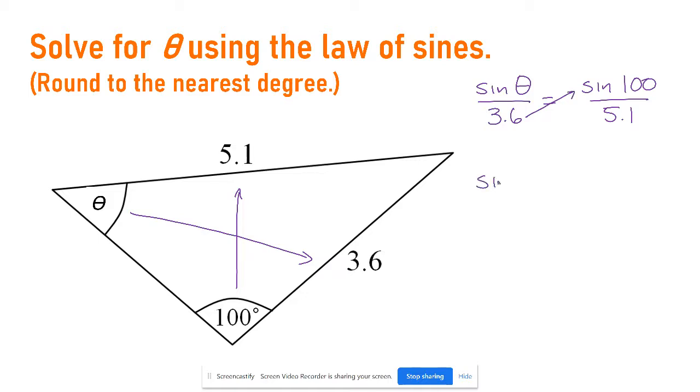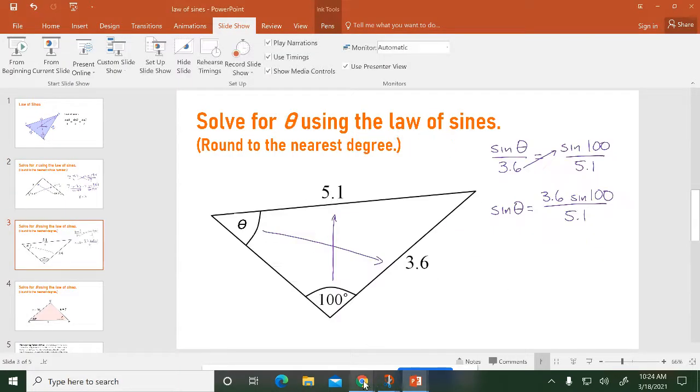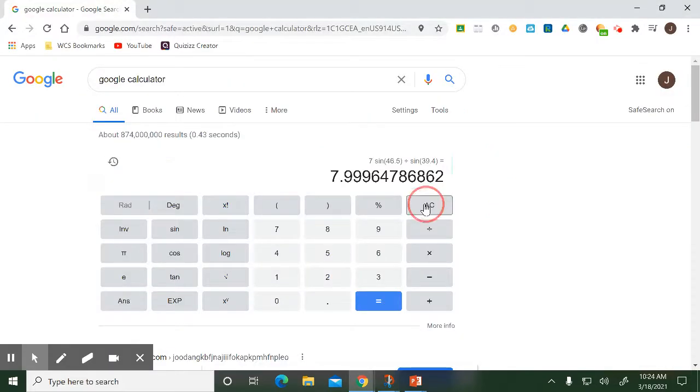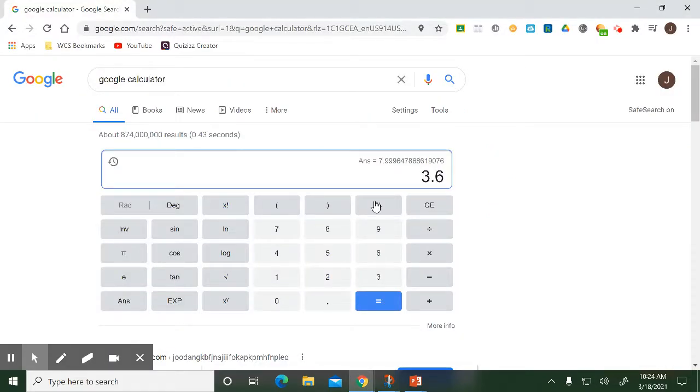That gives me sine of theta is equal to 3.6 times sine of 100 over 5.1. And so I'm going to have to bounce back to the old Google calculator. We're going to have to go back and forth a couple times here. So 3.6 sine of 100 divided by 5.1.